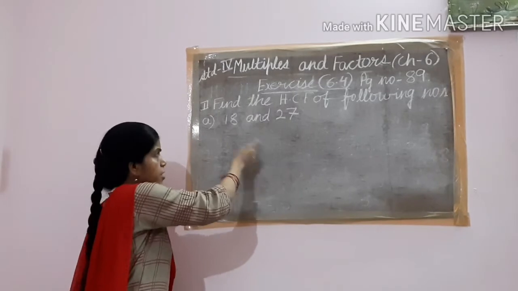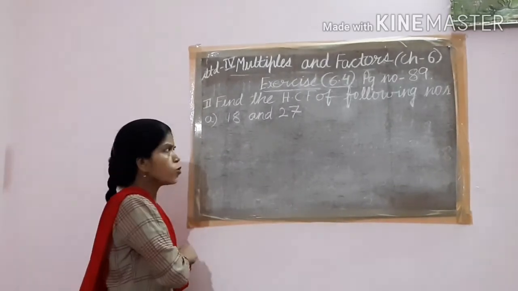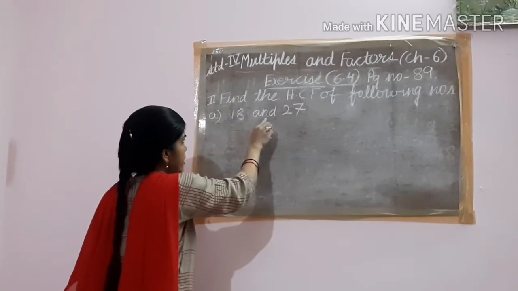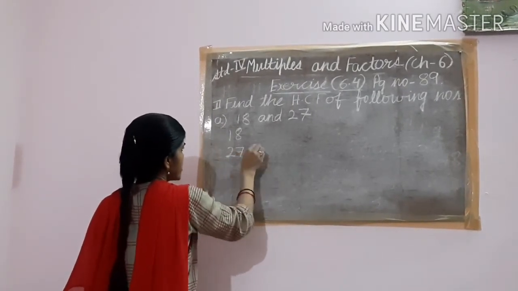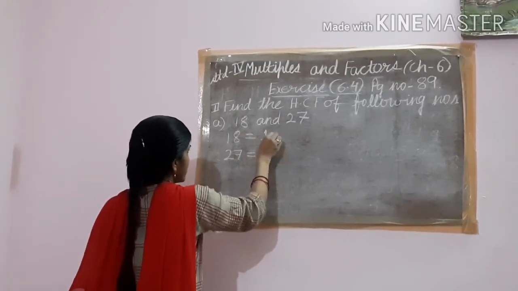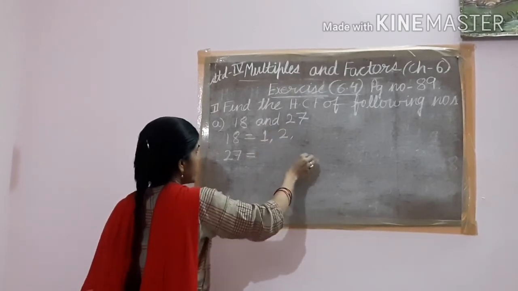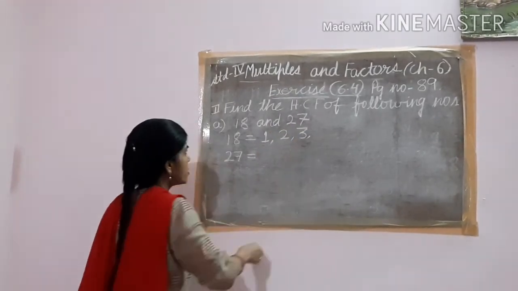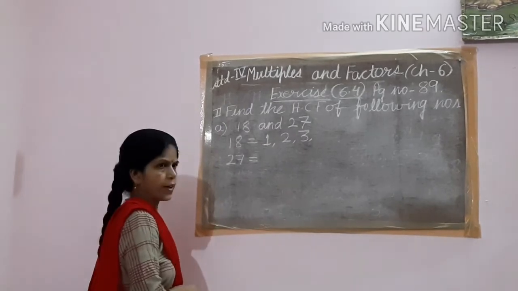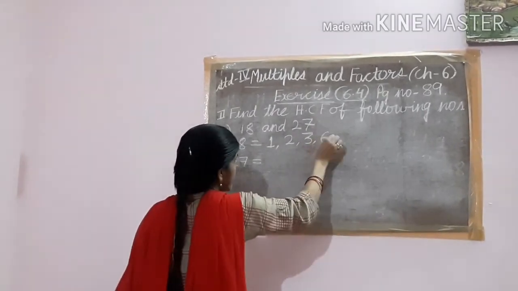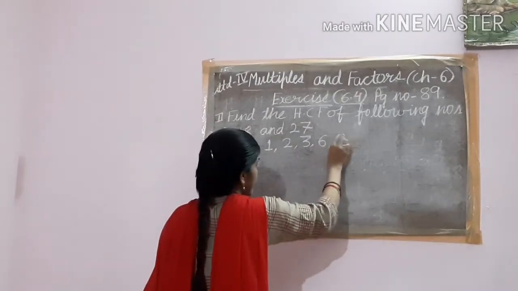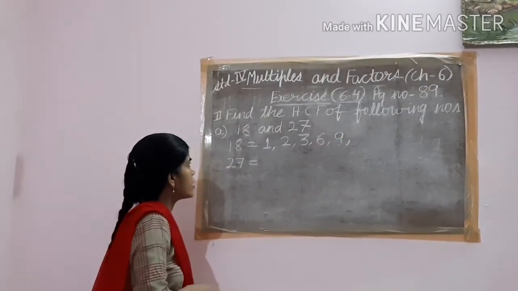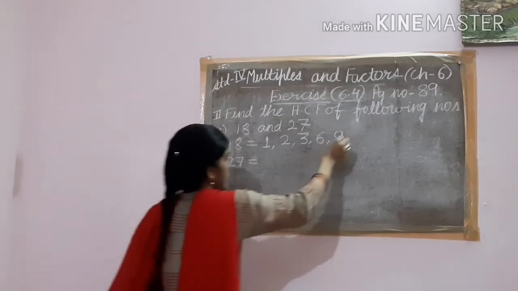The second question is, find the HCF of the following numbers. One question I have taken; the rest of the questions you will do on your own. 18 and 27. Find out the factors of 18 and 27 both. Factors of 18: 1, then 2 9s are 18, then 3 6s are 18, then 4 not, 5 not, 6 3s are 18, then 7, 8 not, 9 2s are 18, then 10, 11, 12 not, and 18.